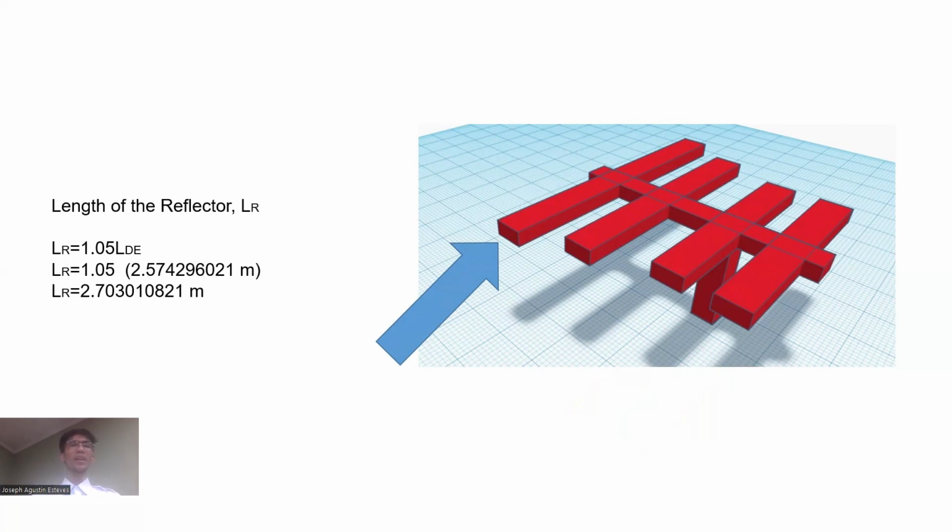And the next one is the length of the reflector, which is the LR. We're going to multiply the LDE, or the length of the driven element, by 1.05. The length of the driven element is 2.574296021 meters, and we're going to multiply it by 1.05. And we're going to have that equal to 2.703010821 meters.